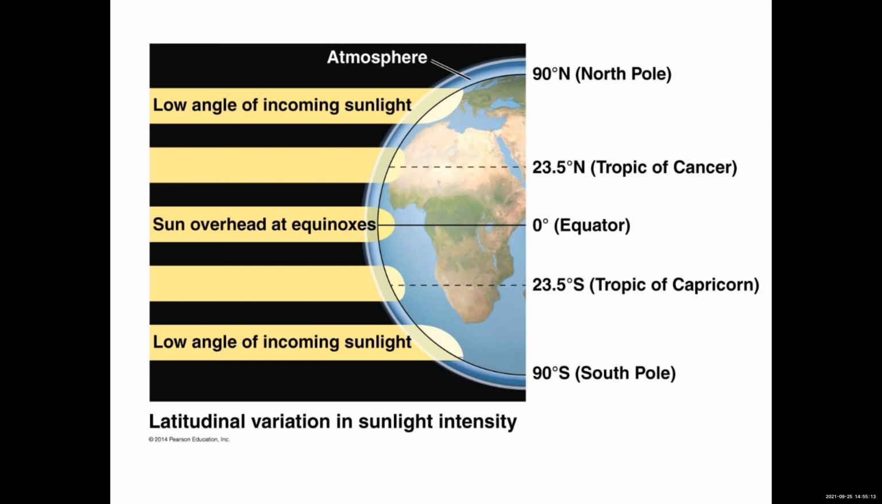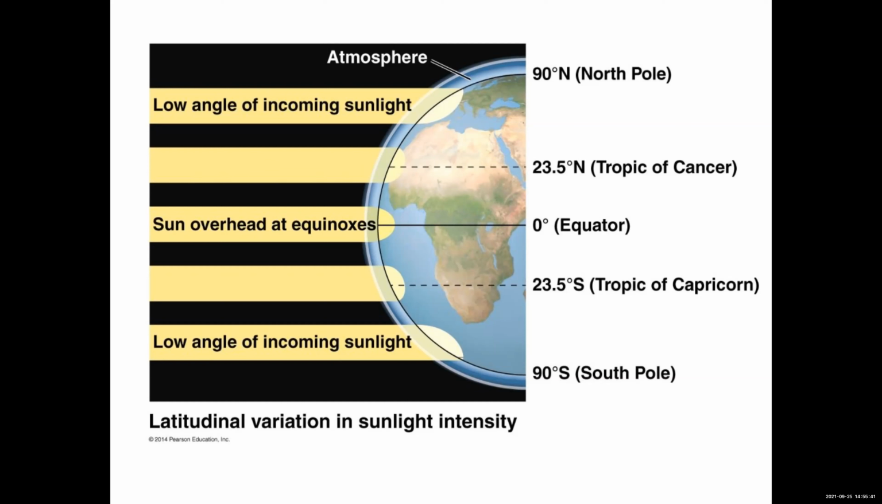So part of the reason for that is that the Earth is a sphere. And so the sunlight that's coming into the Earth is perpendicular at the equator. So remember, the equator is 0 degrees latitude. And then as we get to higher latitudes, those are larger numbers. And we have 90 degrees north at the North Pole, 90 degrees south at the South Pole.